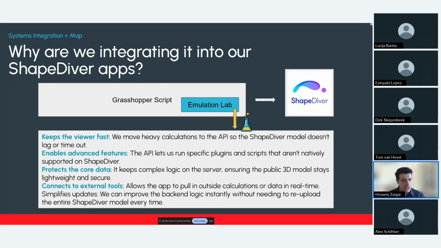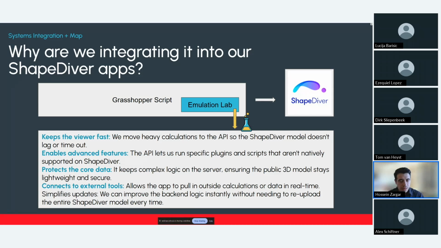We can protect our core data here. For any usage of the ShapeDiver app right now, we can track it as well, and we can see how people are using our calculators, what the bugs are, and how we can fix them without touching the main Grasshopper script. And as I mentioned earlier, connecting the external tools.